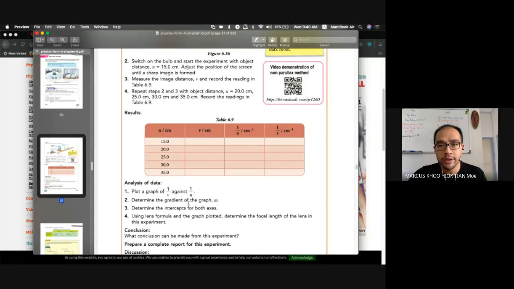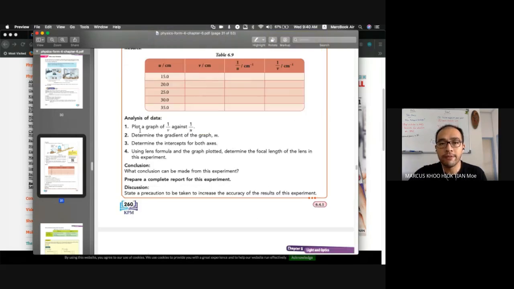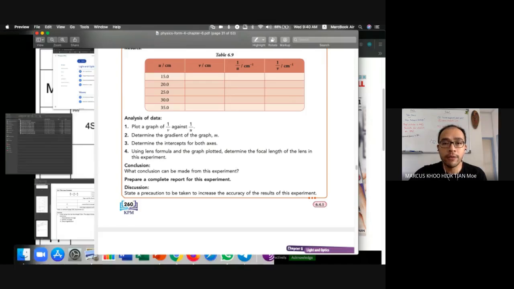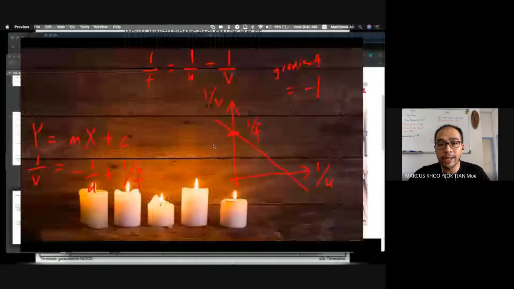Okay, once you are done with this, then you plot a graph of 1 over V against 1 over U. This time, very good, one graph only. And as I said before, if you remember, this is what you expect the graph to be like.